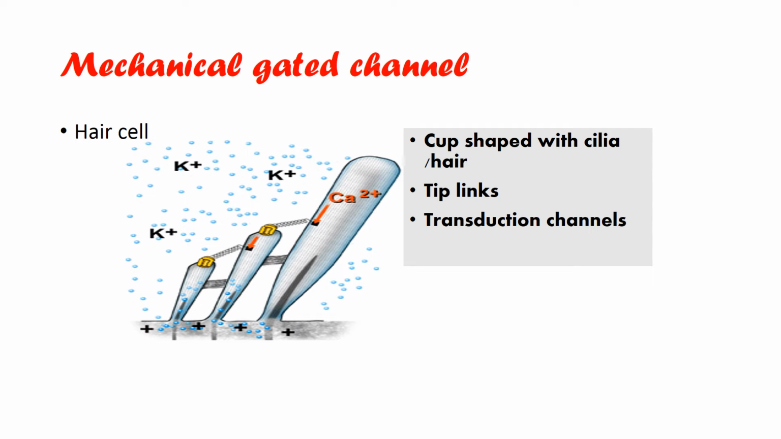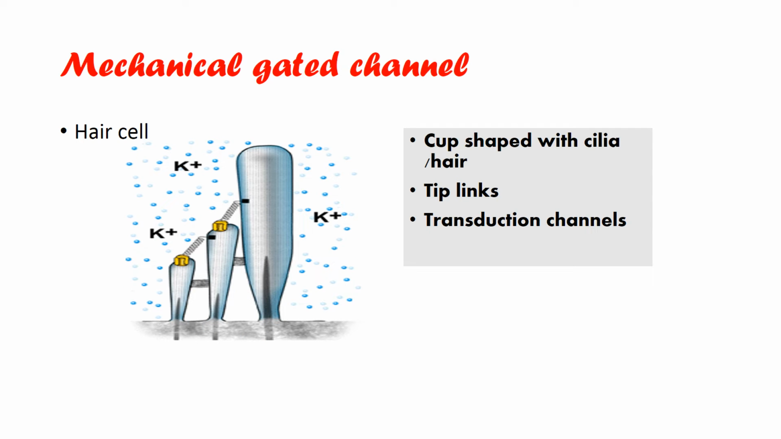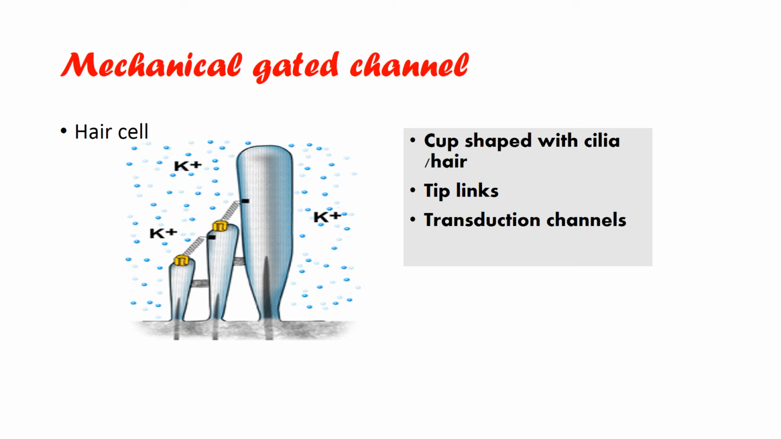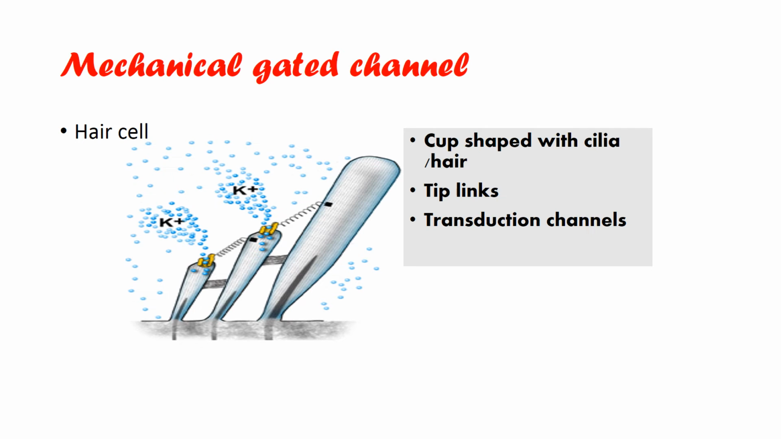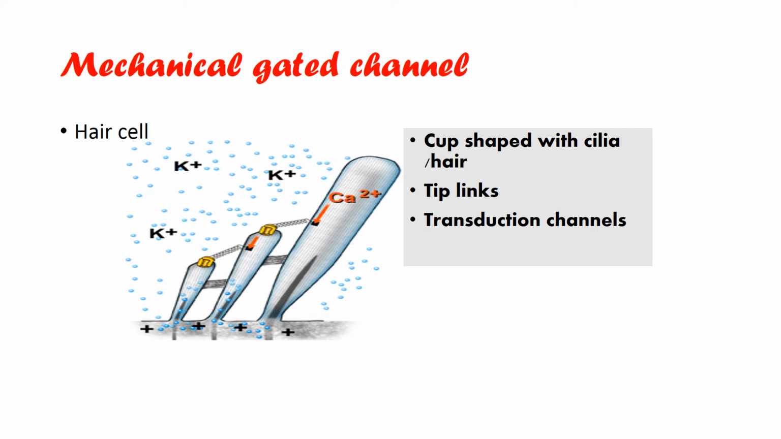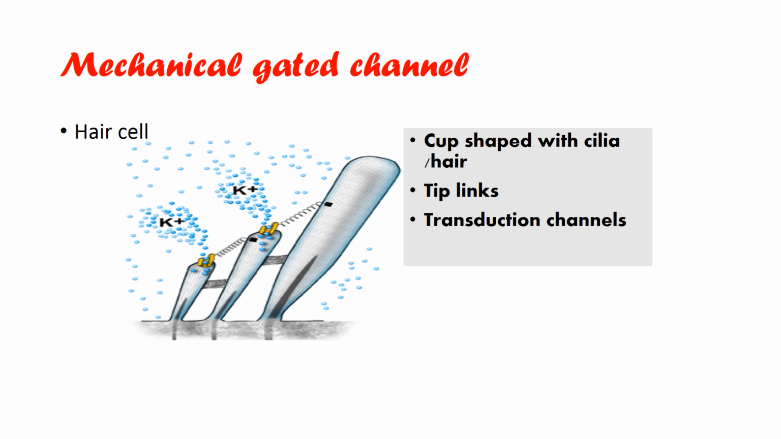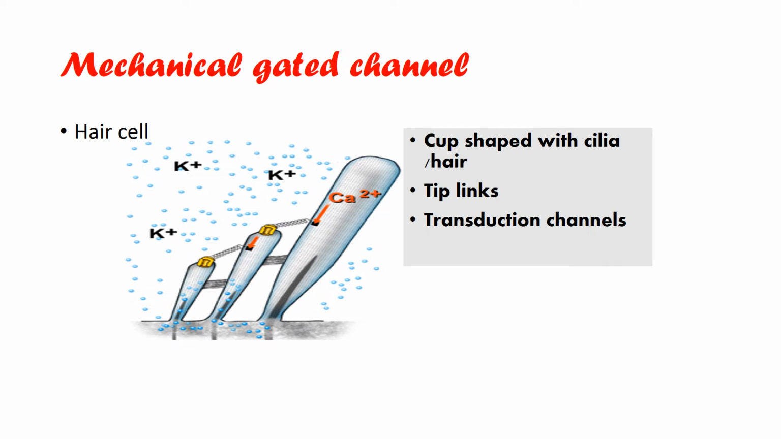Now tell me, which type of channels are these? These are the mechanical gated channels. And why are they mechanical gated? Whenever a stretch is being produced, it leads to the opening of this channel, and there is entry of the potassium ion from the outside to the inside of the cell. These channels are seen in hair cells and are responsible for the mechanism of hearing.